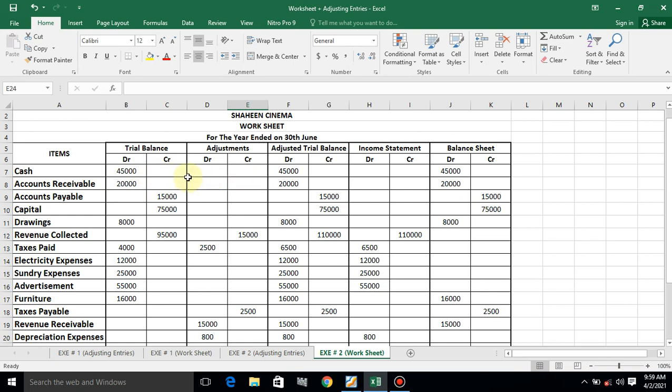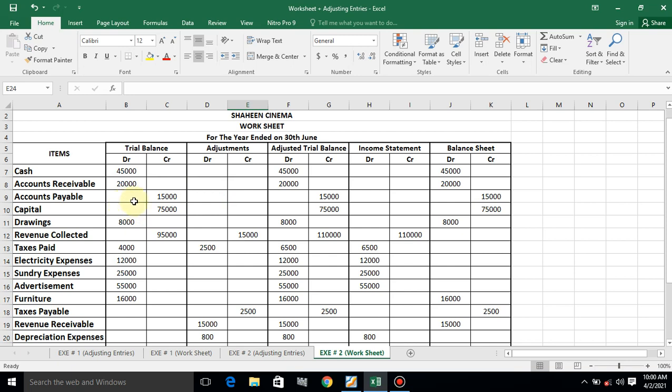So, no other work is done here in these columns, so that's why this debit cash amount would be written as it is in the adjusted trial balance column, which is 45,000 rupees. Then accounts receivable is 20,000. It will also be written as it is in the adjusted trial balance column, because no working is done in the other columns.